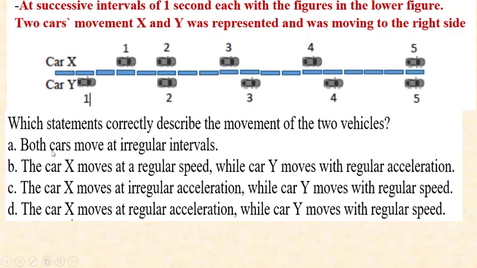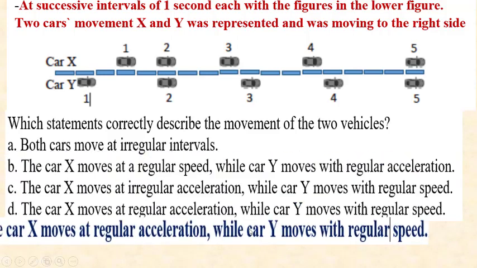The choices: both cars move with irregular intervals. Car X moves at regular speed, while car Y moves with regular acceleration. X moves with regular speed? No. Number C, X moves with irregular acceleration. No, it has no acceleration. Yes, with acceleration, but I don't know if it's regular or not, while Y moves with regular speed. But the most accurate answer is number D, car X moves at regular acceleration, while Y moves with regular speed. So the answer is number D.